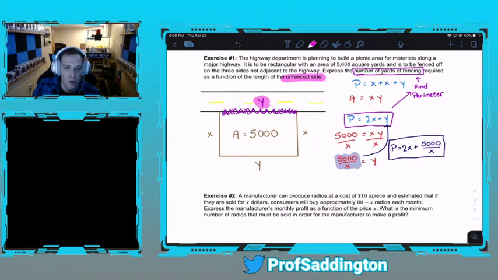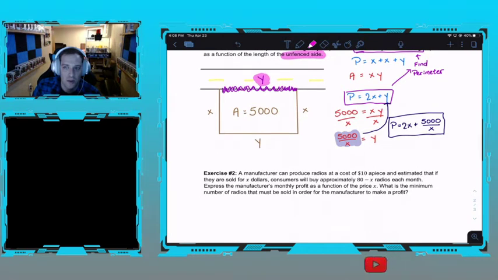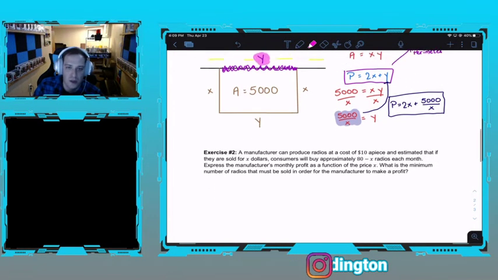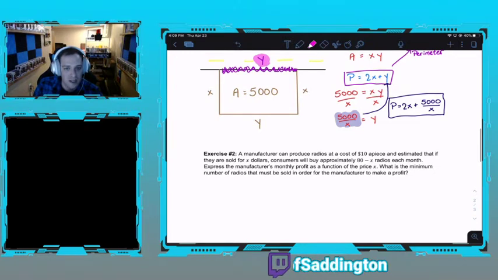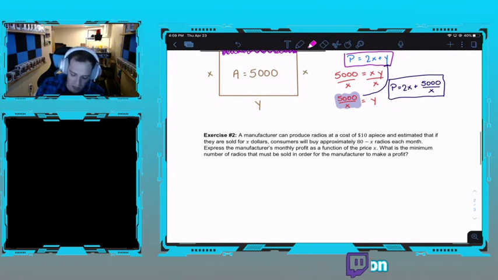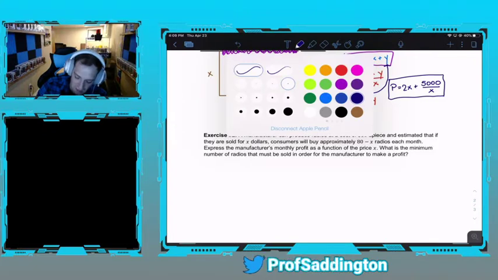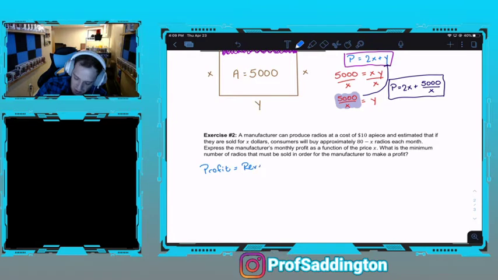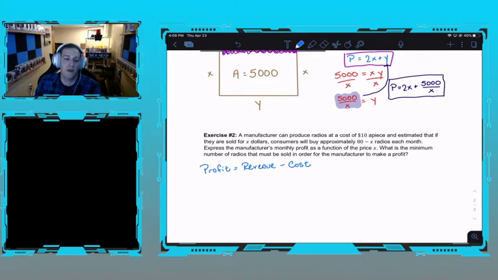So I'm going to do one more of these, and then I'll open up the homework just so I can look at it with you guys to make sure that we're all good. As far as exercise number 2 goes, this one's actually talking money this time. So I'm going to write out a little equation off to the side first. We've talked about this equation in the past before, but profit is equal to revenue minus cost. So profit is equal to revenue minus cost.